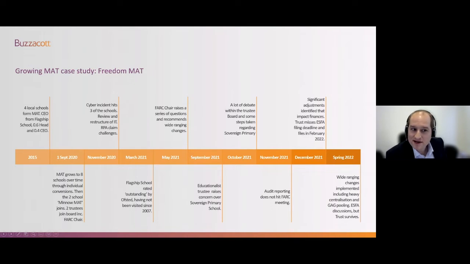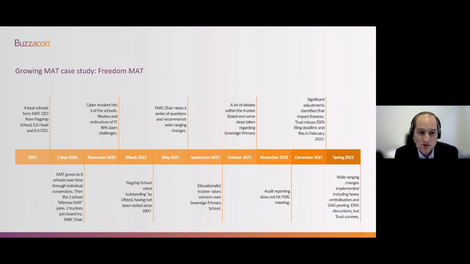This case study is around Freedom MAT, and this trust started in 2015 when 4 local schools decided to join together. And the schools were all performing pretty well at the time. And I think the idea behind the MAT is they could see the direction of travel at the time with the school sector, and the direction towards academy trusts, and also towards multi-academy trusts. And there was a feeling that they didn't want to get swallowed up and wanted to be in control of their future by forming this multi-academy trust.